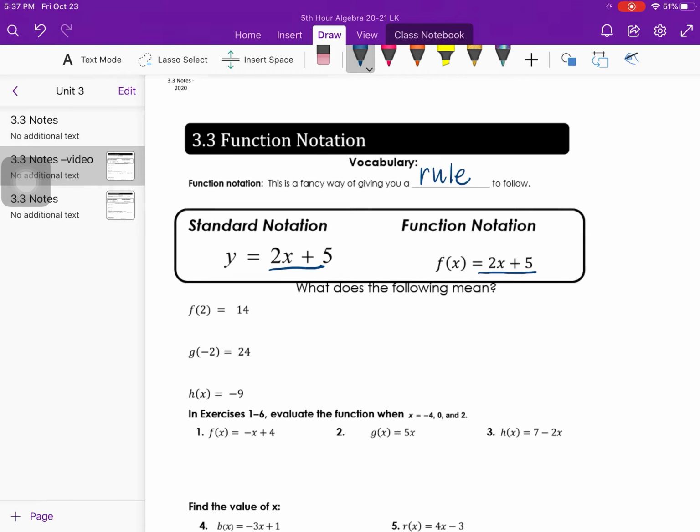So what does the following mean? We're going to start with just the simple idea that when the input is 2, the output is 14. If you want to think of this as the ordered pair 2, 14, you totally can.